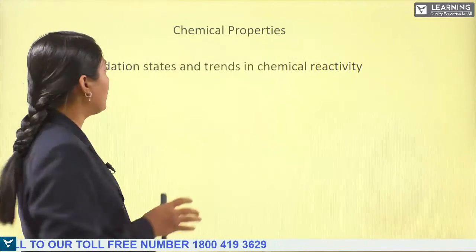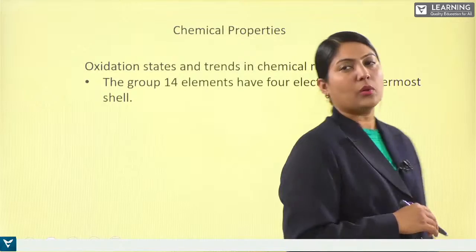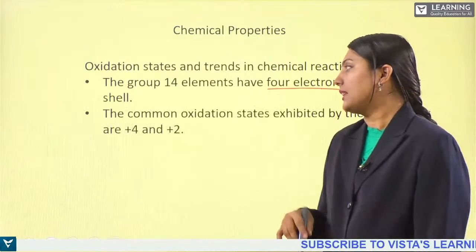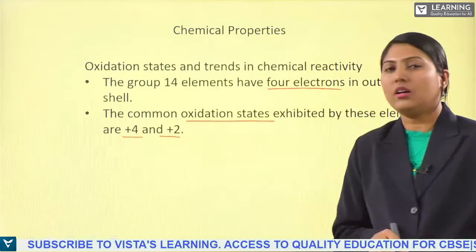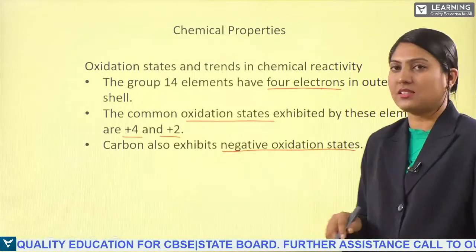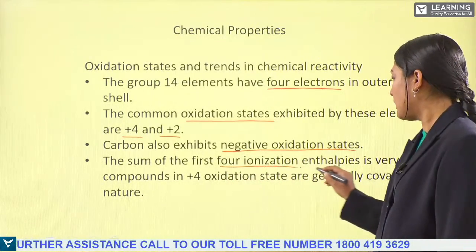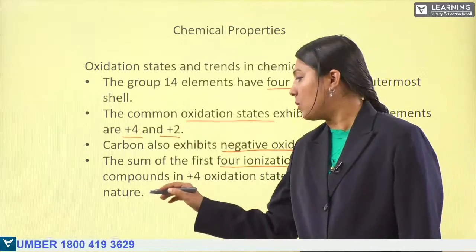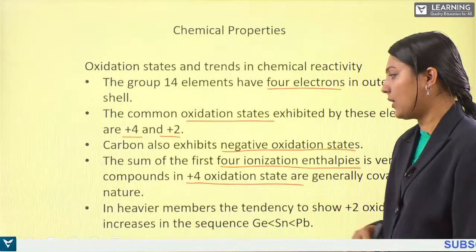So chemical properties, as we know, oxidation states and trends of chemical reactivities. Here group 14 elements have 4 electrons in the outermost shell. So they exhibit a +4 state or +2 state. Carbon also exhibits negative oxidation states, that is till -4. And the sum of the first 4 ionization enthalpies is very high, where the compounds in +4 oxidation states are generally covalent in nature. They are not ionic in nature.